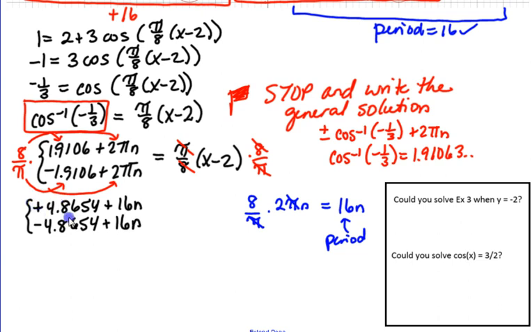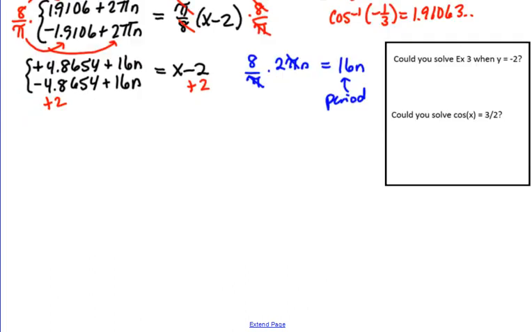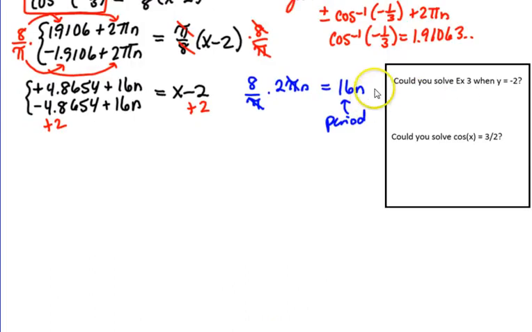Now you might say, well, these still aren't solutions I see on the graph, negative and positive 4.8, but we haven't dealt with the minus 2 yet. So if I add 2 to both sides, this is going to shift the solutions to the ones I see on the graph. When I add 2, I'm not going to be adding 2 to the 16n, because 16n plus 2, those aren't like terms, so you can't add them. You're just adding 2 to these two numbers.